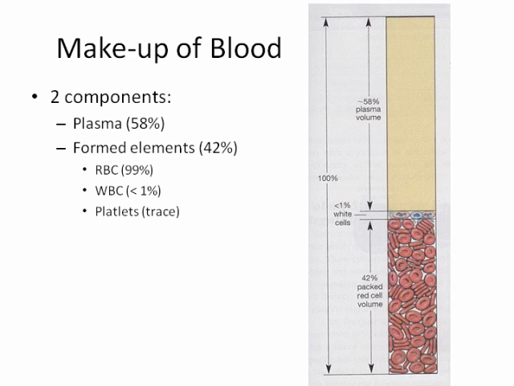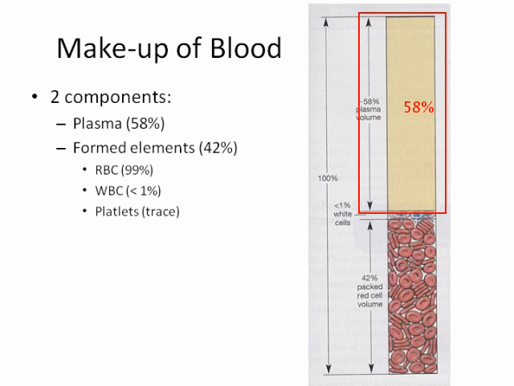What is this thing that we call blood? Well, it has two key areas to it. The first area is liquid base, which you can tell from our diagram right here, that the majority of blood, over half of it, as you can see, 58% of blood is plasma.